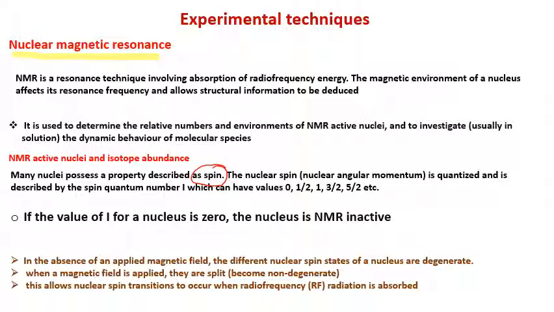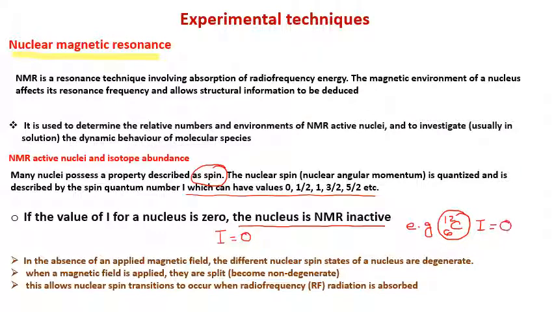So I can have different values like 0, 1 by 2, 1, 3 by 2, 5 by 2, like integer and half integer values. But if the nuclear spin value I for a nucleus is 0, so if the nuclear spin I is equal to 0, then that kind of nucleus is NMR inactive. For example, carbon 12. For this nucleus carbon 12, the nuclear spin is equal to 0. So this carbon 12 is NMR inactive.